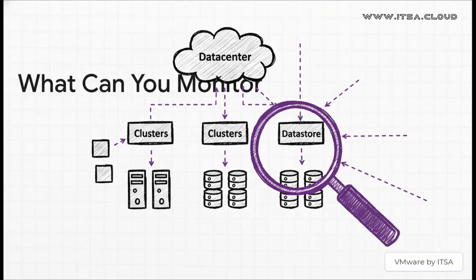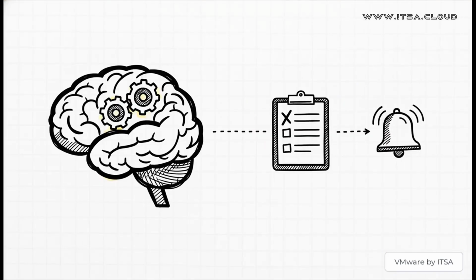First up, what can you actually keep an eye on? Well, the simple answer is pretty much everything in your vSphere inventory. You can set an alarm on one specific, supercritical VM, or on an entire cluster of hosts, or even on the whole data center. That flexibility is absolutely key. Next, we've got triggers. And these are the brains of the whole operation. A trigger is the specific rule or set of rules that vCenter is constantly checking for. The second that rule is met, boom, the alarm fires.